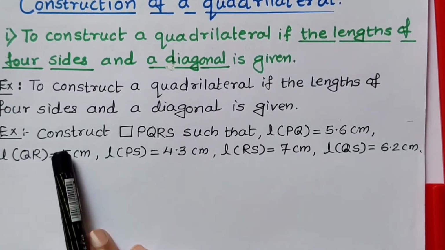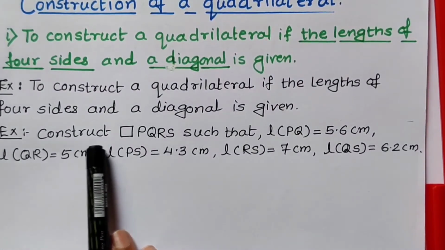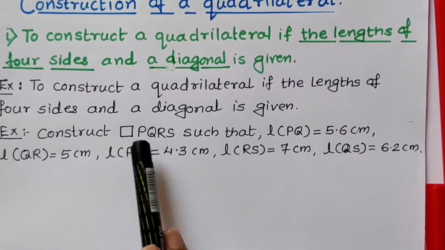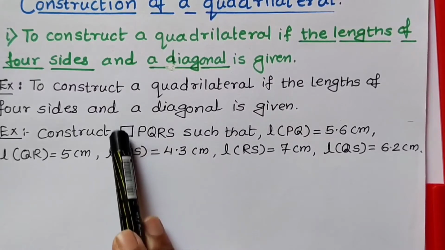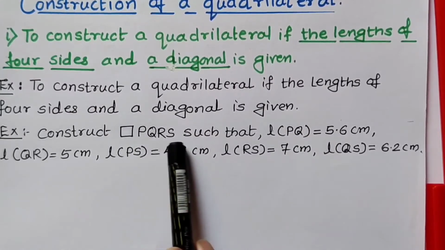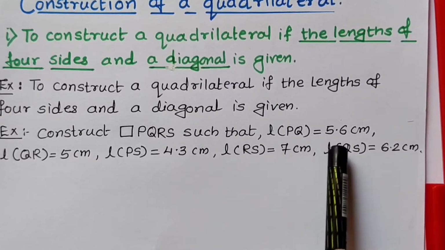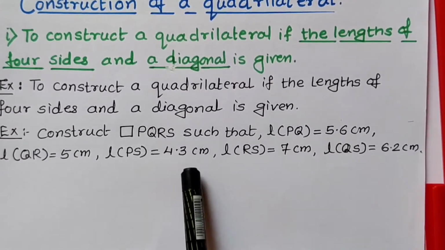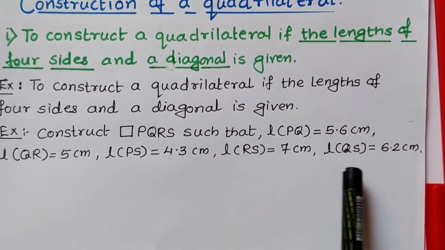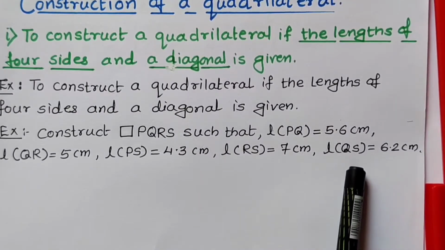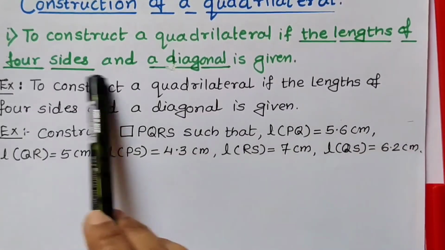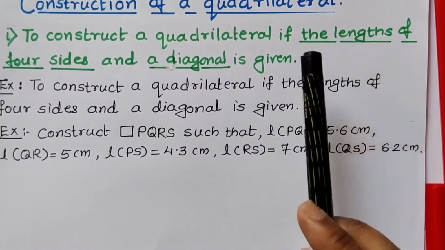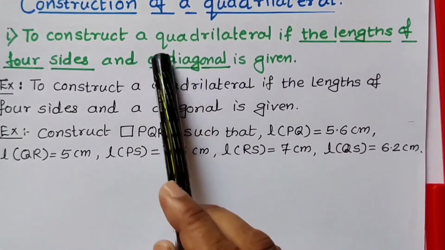As you all can see, I have written one example here. Construct quadrilateral PQRS. This is the symbol for quadrilateral PQRS. Quadrilateral means having 4 closed sides, I have told you. Such that length PQ 5.6 cm, length QR 5 cm, length PS 4.3 cm and length RS 7 cm, length QS 6.2 cm. That means we have been given the length of 4 sides and a diagonal. Total 5 elements, 4 sides plus 1 diagonal.